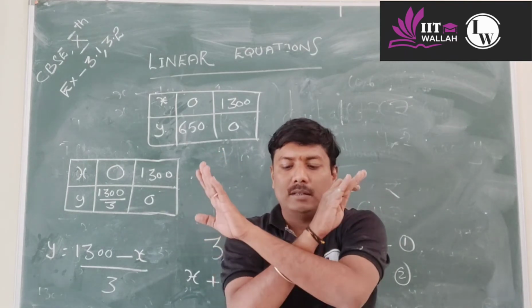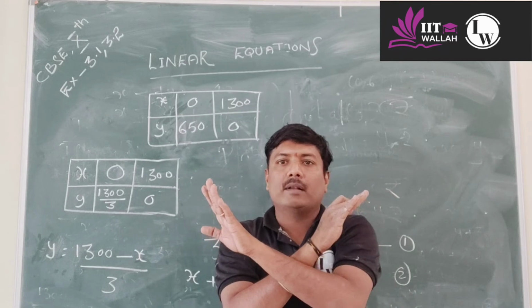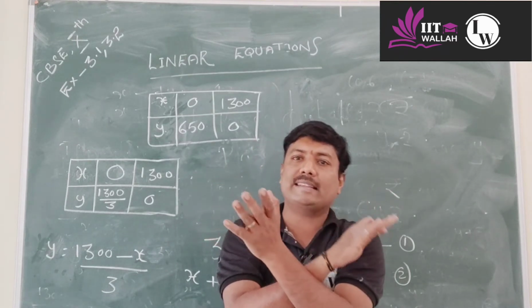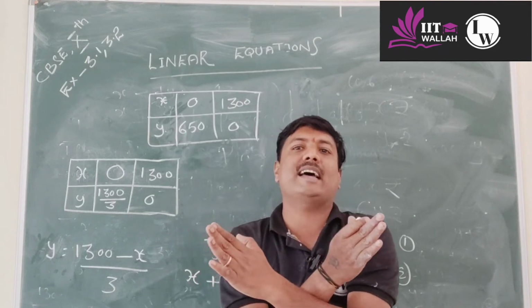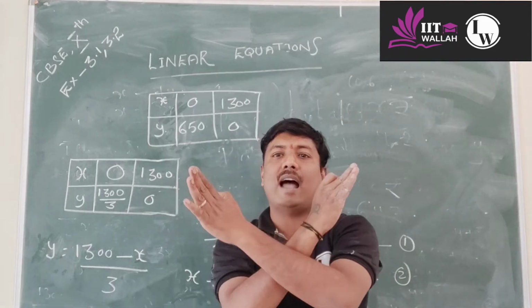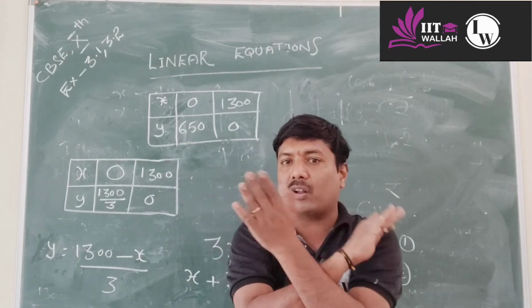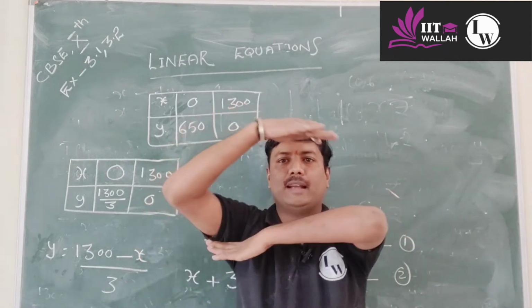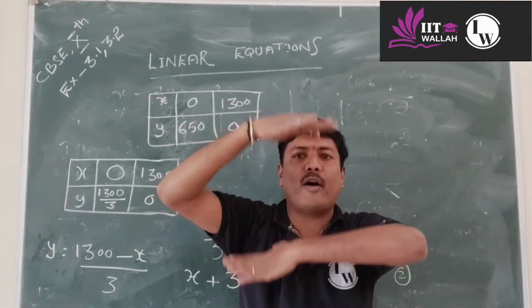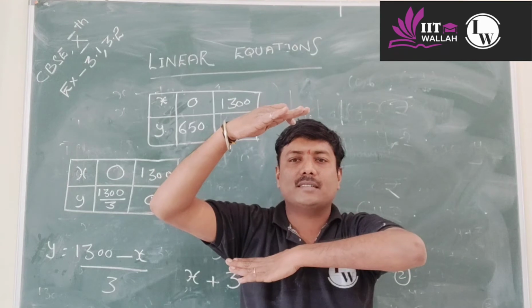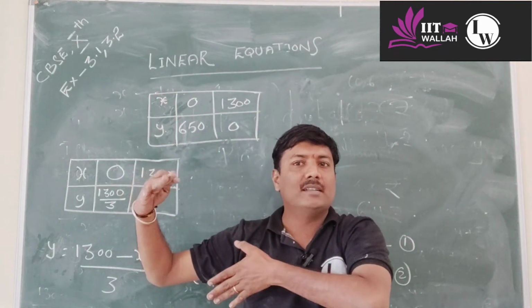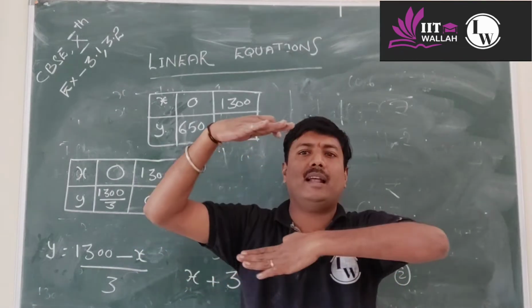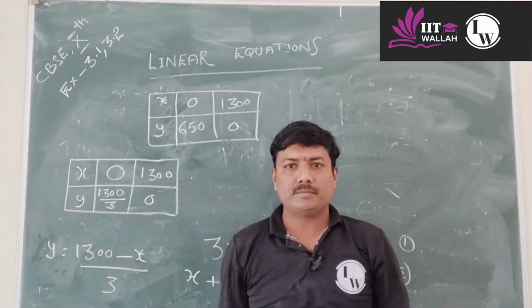So if it is like this, this point is common. That means the solution satisfies this equation as well as this equation. The values of x and y satisfy both, and this point is common to these two lines. And if it is parallel like this, there is no common point, so there are no points that satisfy both equations. So if it is parallel lines, no solution.